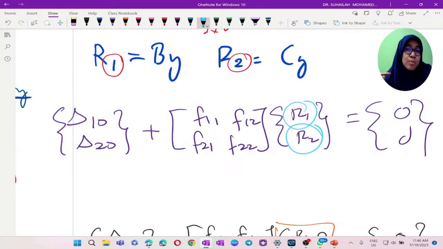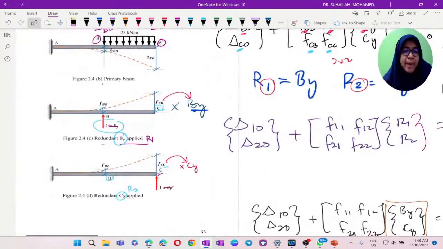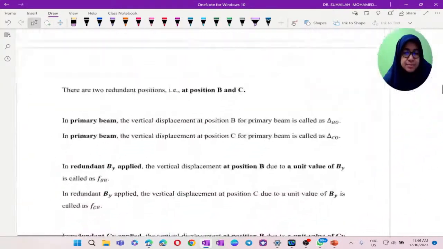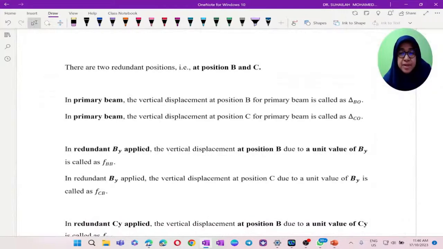It means that if the moment is redundant, so this is moment. Maybe this is CY. So it can be changed according to the condition. So this is the standard form of compatibility equation that everyone should understand and should remember. So go back to this. This is all the meaning, the definition. Please read.